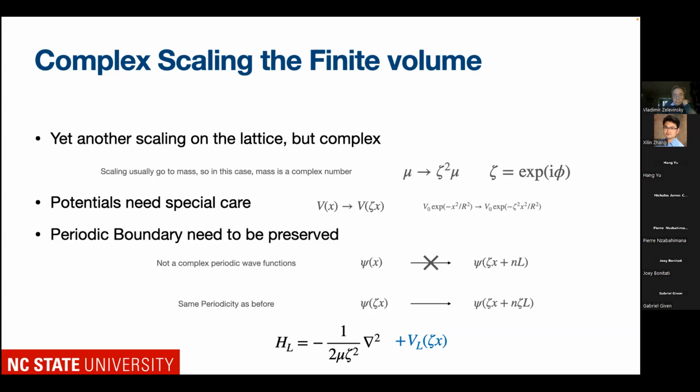The potential in the complex scaling needs special care. For example, if we have a Gaussian potential and a large complex scaling angle, this scaling angle is going to make the potential diverge. So there is an upper limit on what the complex scaling can do to extract resonances. Also, in our case we are working with periodic boundary conditions, and we need to preserve the periodic boundary conditions to make everything work. This is what it looks like when we have finite volume Hamiltonians with complex scaling.